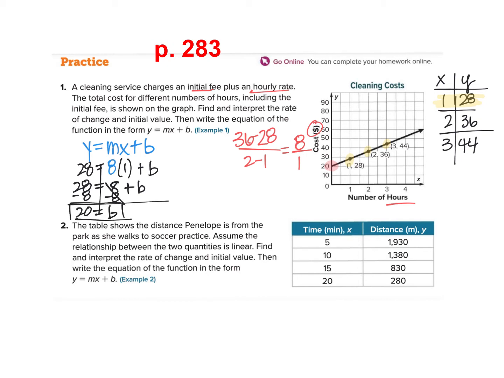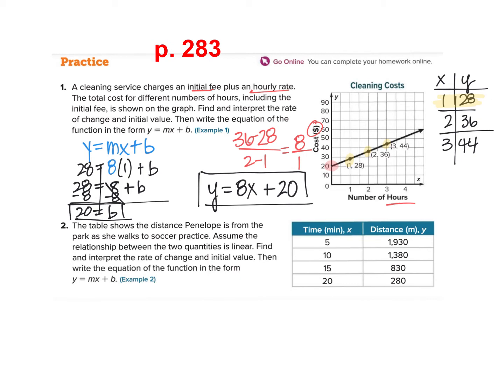So now finally I'm going to write my equation. My final equation is y equals, my slope or my rate of change was 8, so 8x, plus my initial value or my y-intercept is 20. Now you guys might think, well, hey, it looked like it was going to be 20 on the graph over here, but you can't be sure if they don't give you a nice point, so I want you to do it this way.